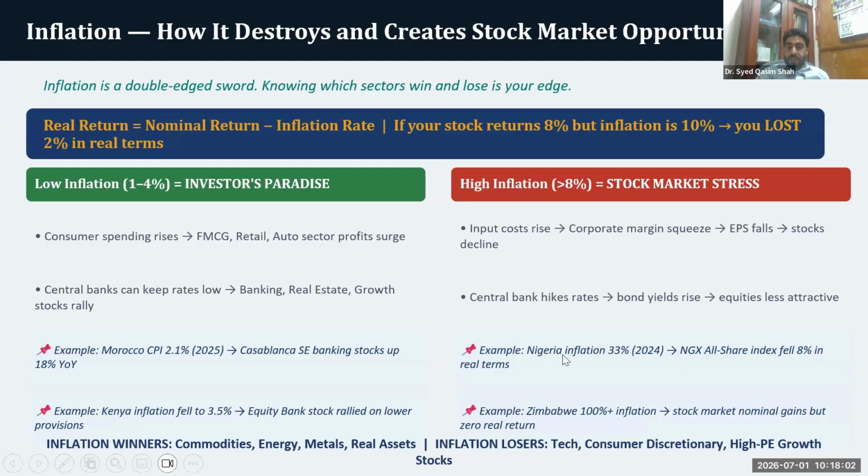Again, we have the example of Nigerian inflation, which was 33% in 2024. And the NGX All Share Index, the Nigerian stock market index, fell 8% in real terms. The reason is that there was hyperinflation in this region. Let's say the example of Zimbabwe, where there was 100% inflation. Their stock prices showed nominal gains, but zero real returns. There were some gains in nominal terms, but ultimately, if you adjust for very high inflation, you are incurring losses. So this is how securities are linked with each other.